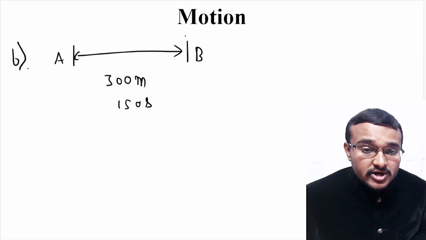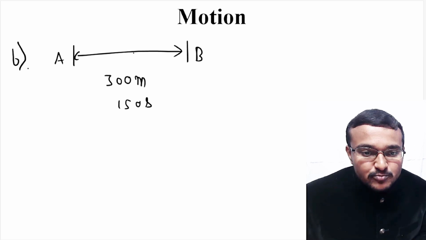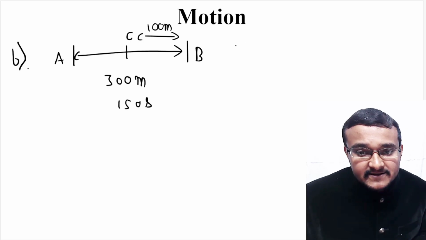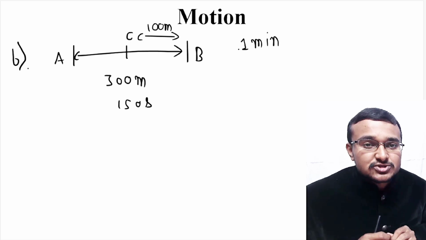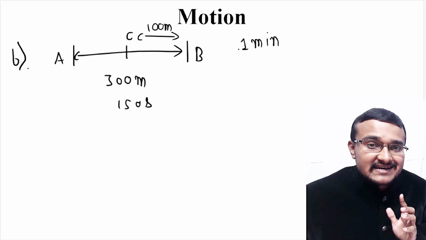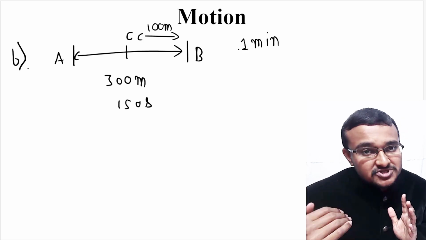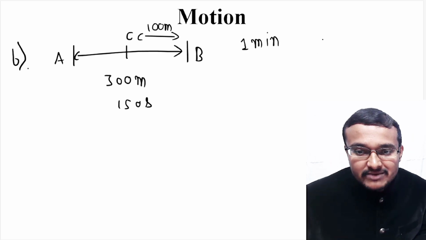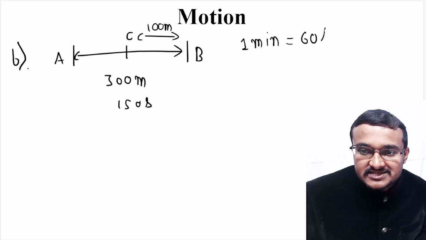So now the same Joseph is traveling backwards to the position C, and this particular position C is at 100 meter distance. So in order to cover that particular 100 meter, he is taking 1 minute. So here Joseph has jogged 300 meter from A to B, and again he has jogged back to the position C where he has covered 100 meter in 1 minute. So 1 minute is actually equal to 60 seconds.